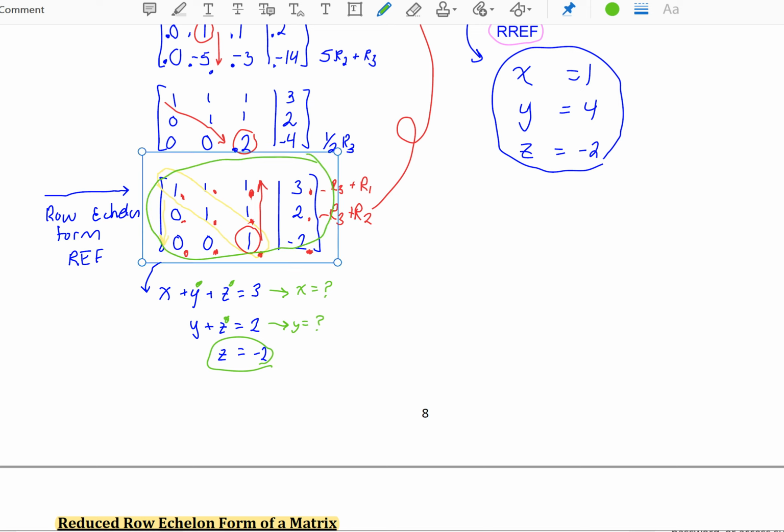It's an REF because these values are not 0 yet. You only have 1s down the main diagonal and 0s below it. But since they're not 0 above it, that makes this REF form.